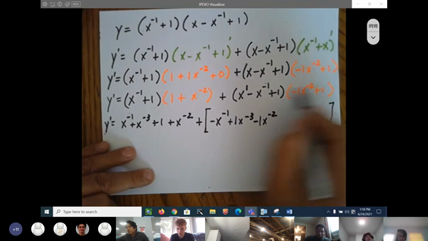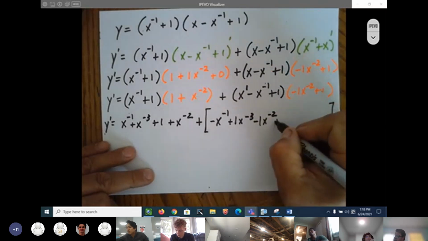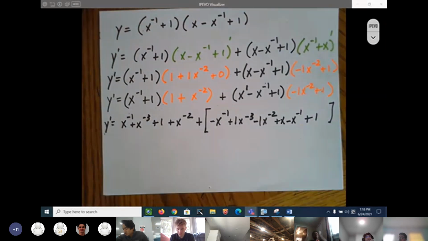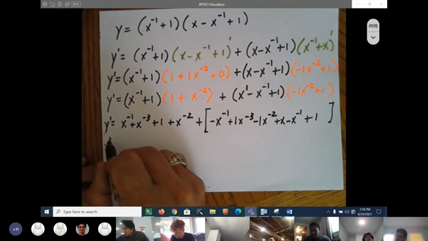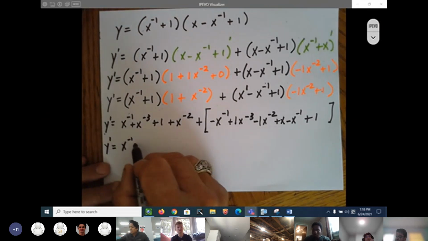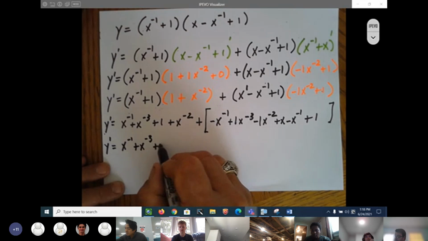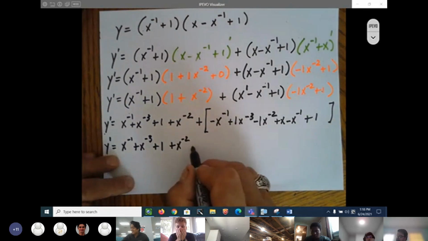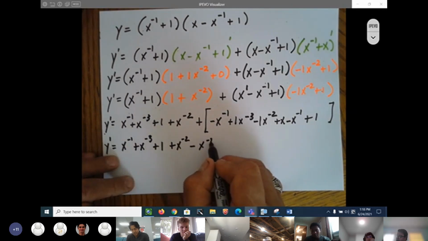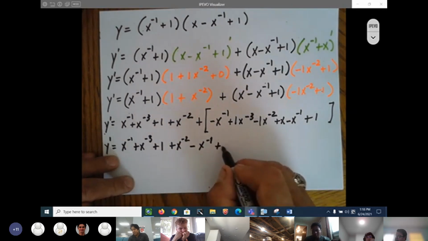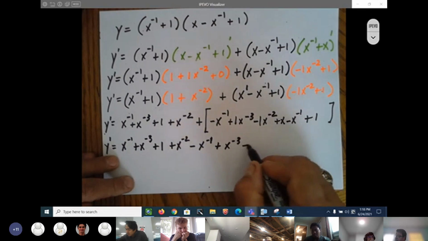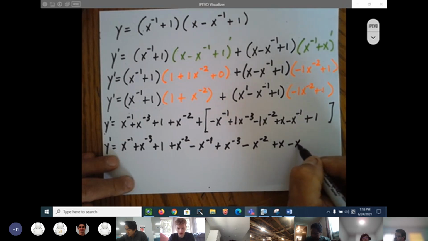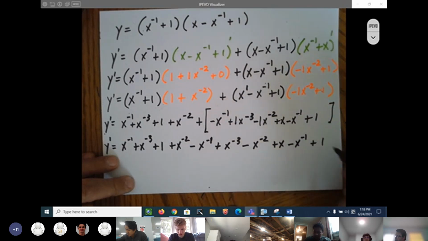And then this positive 1, you just rewrite all this. Plus x minus x to the negative 1 plus 1. Y prime is equal to x to the negative 1 plus x to the negative 3 plus 1 plus x to the negative 2 minus x to the negative 1 plus x to the negative 3 minus x to the negative 2 plus x minus x to the negative 1 plus 1.